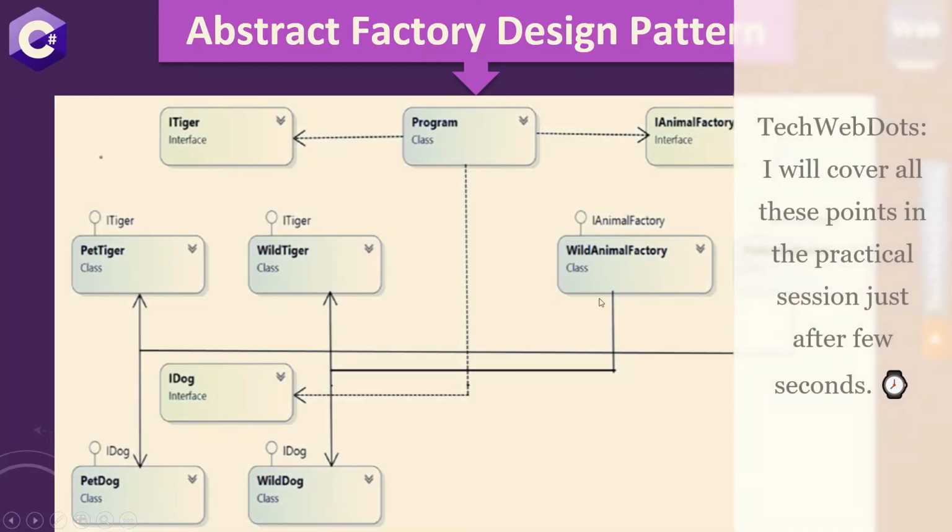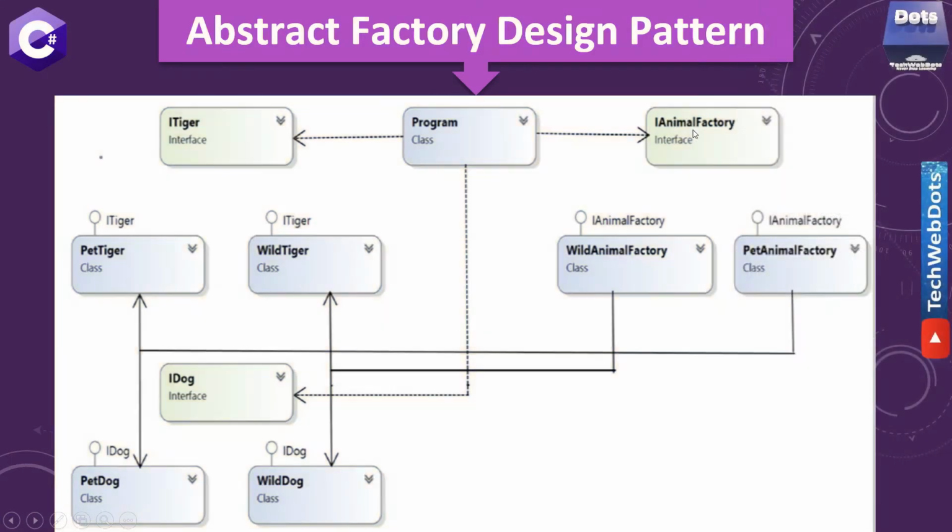So according to the requirement, the main class can request the required object, and again we can say our IAnimalFactory is our main factory. These WildAnimalFactory and PetAnimalFactory are the concrete factories. In the same way, ITiger is our abstract product. I hope this class diagram is clear to you, and if it is not clear at this moment, now it's show time. Let's switch to Visual Studio.